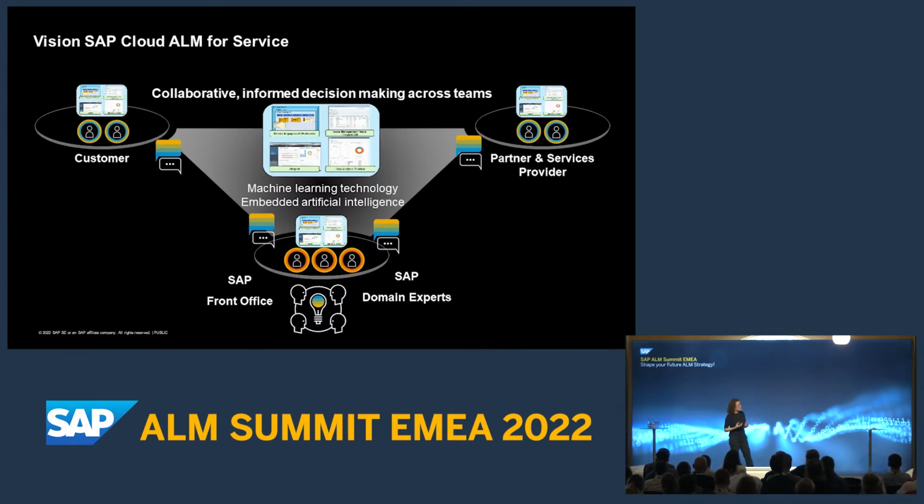What do we envision? What we envision is a central collaboration platform between all parties involved in service delivery, meaning the customer as the one that requests the service and gets the service delivered, meaning SAP, both the front office and the domain experts, but also meaning the partners and the service providers.